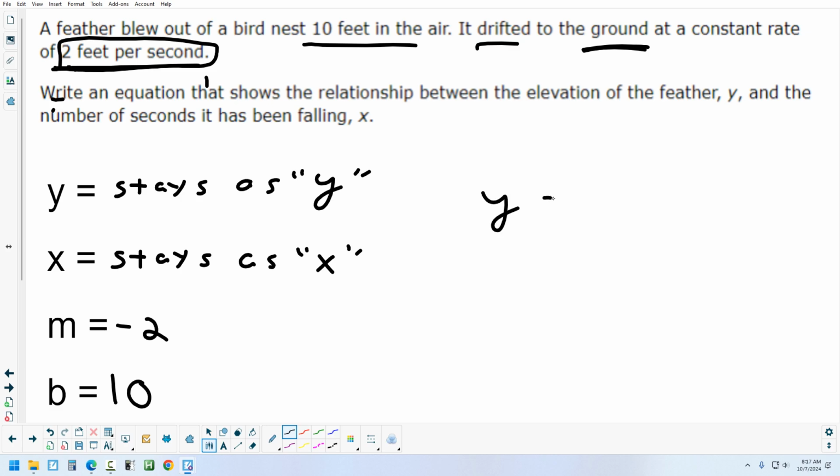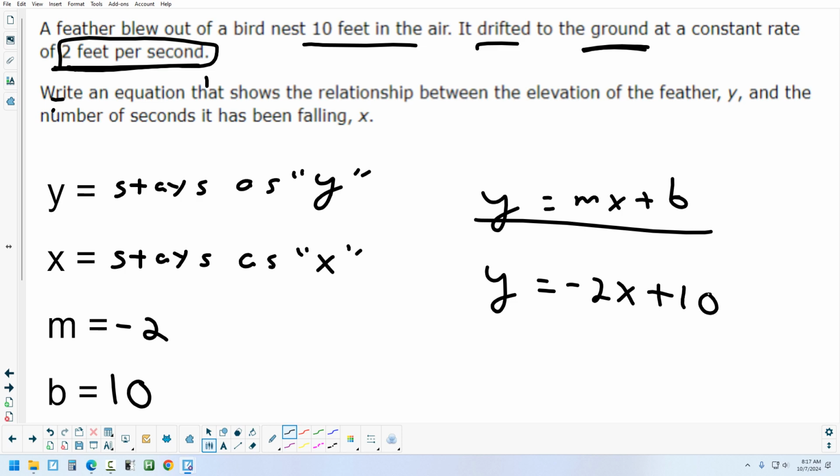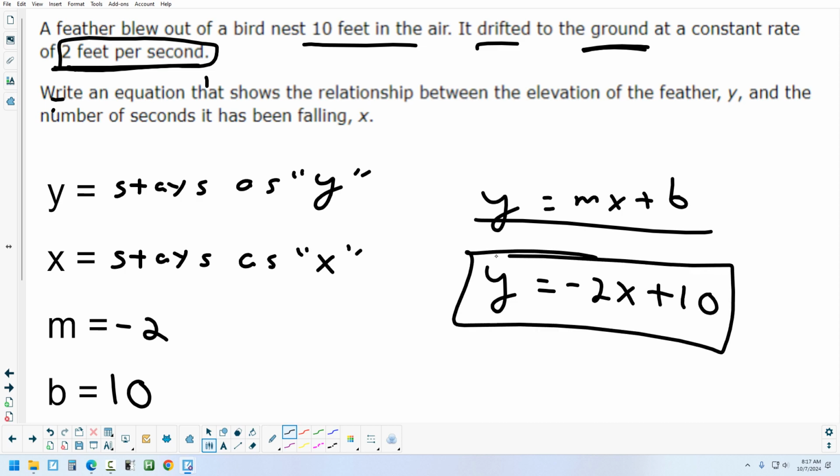All right, so using this equation, anybody think they can give me the final answer, just filling in our information in this problem? Well, Eli, could you give me what the equation would be? Y equals -2x plus 10. Perfect. That's the equation. And x represents the number of seconds that the feather's been falling.